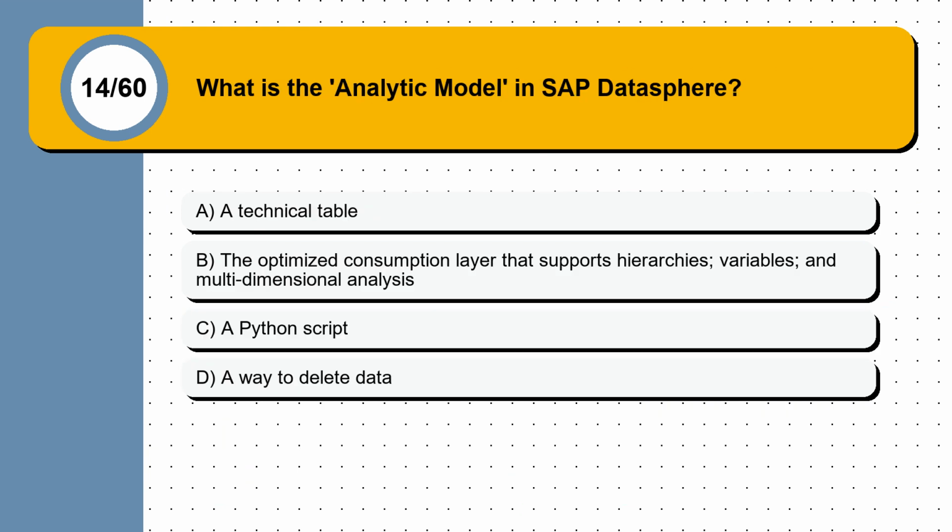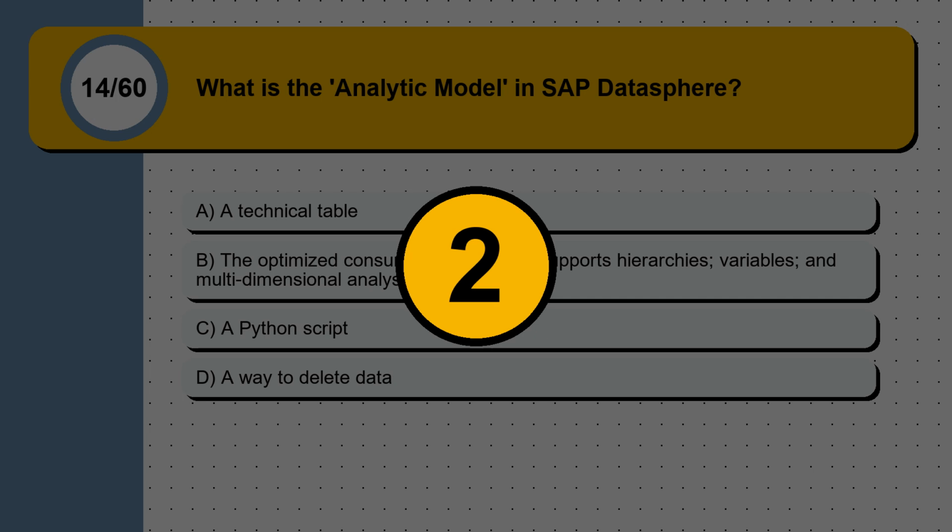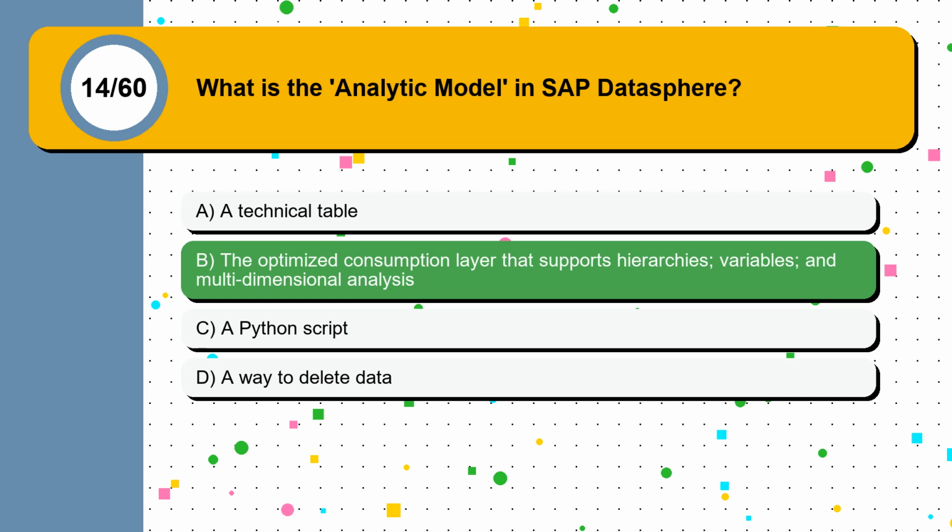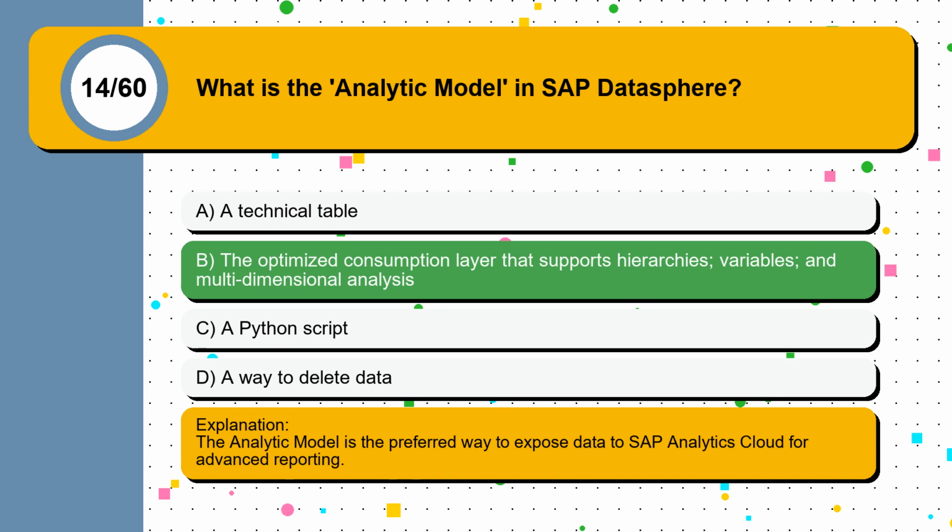Question 14. What is the analytic model in SAP Datasphere? Option A, a technical table. Option B, the optimized consumption layer that supports hierarchies, variables, and multidimensional analysis. Option C, a Python script. Option D, a way to delete data. The correct answer is option B, the optimized consumption layer that supports hierarchies, variables, and multidimensional analysis. The analytic model is the preferred way to expose data to SAP Analytics Cloud for advanced reporting.